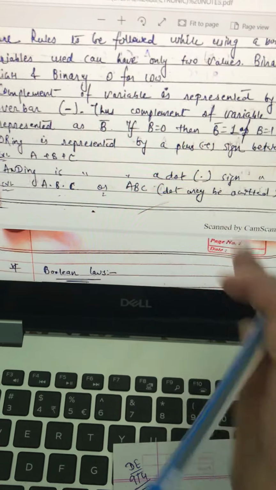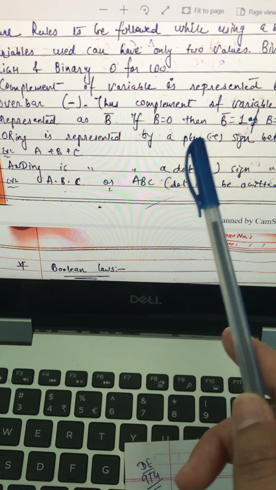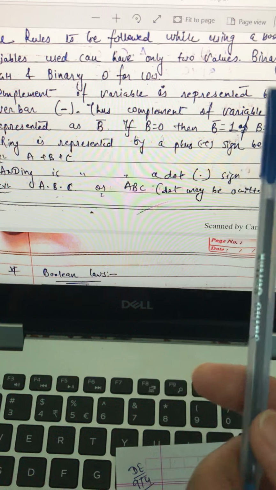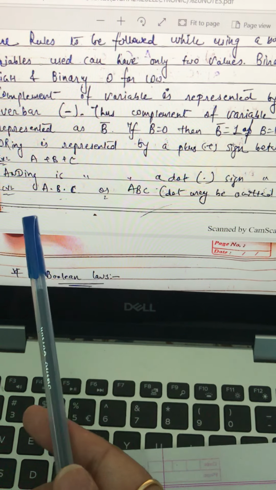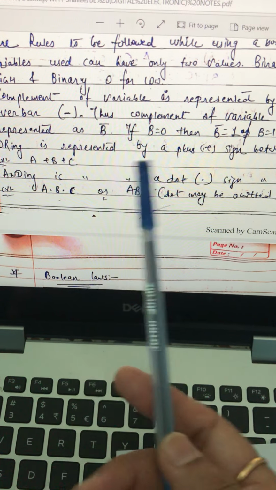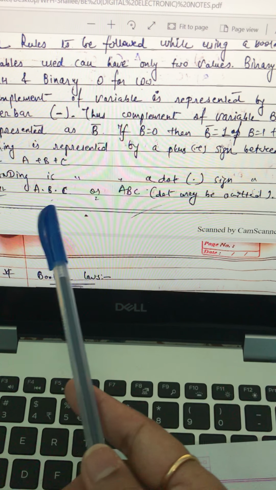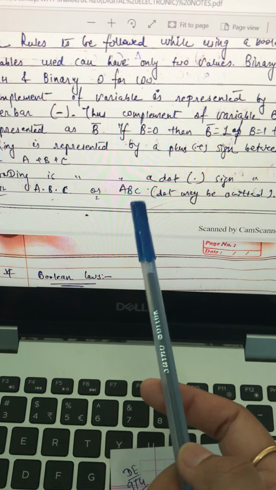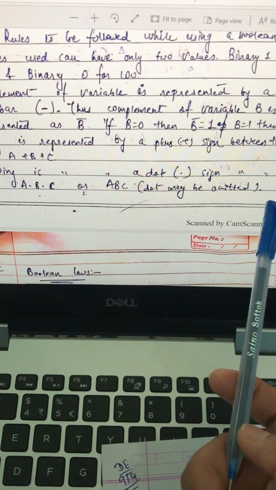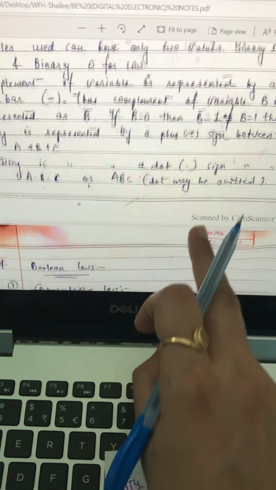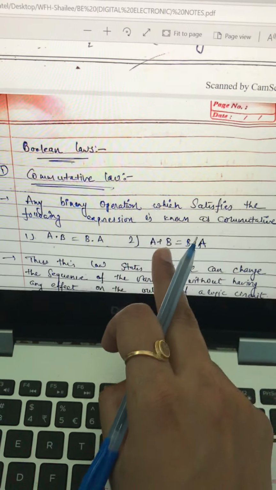The third rule is that ORing is represented by the plus sign, that is A plus B plus C, which we know as an OR gate, and ANDing, which we know as an AND gate, is represented by a dot sign. So it will be A dot B dot C. The dot can be omitted, it's fine, you can write ABC. That means there is a dot present there which is invisible.